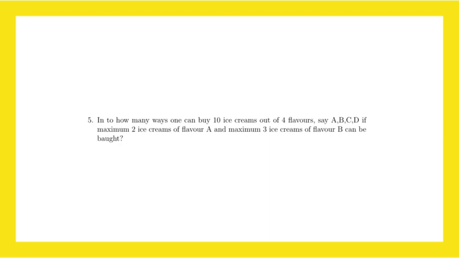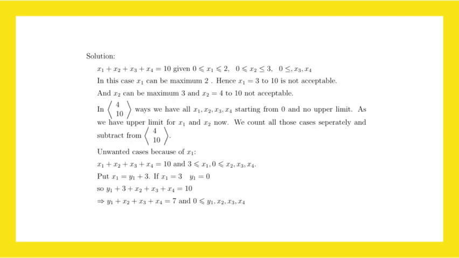Now let us make the problem more difficult by putting an upper limit on two variables. So the new problem is, you can buy a maximum of 2 ice creams of flavor A and a maximum of 3 ice creams of flavor B. So algebraically we can represent this problem as x1 plus x2 plus x3 plus x4 is equal to 10 with 0 less than equal to x1 less than equal to 2, 0 less than equal to x2 less than equal to 3, and x3, x4 greater than equal to 0.